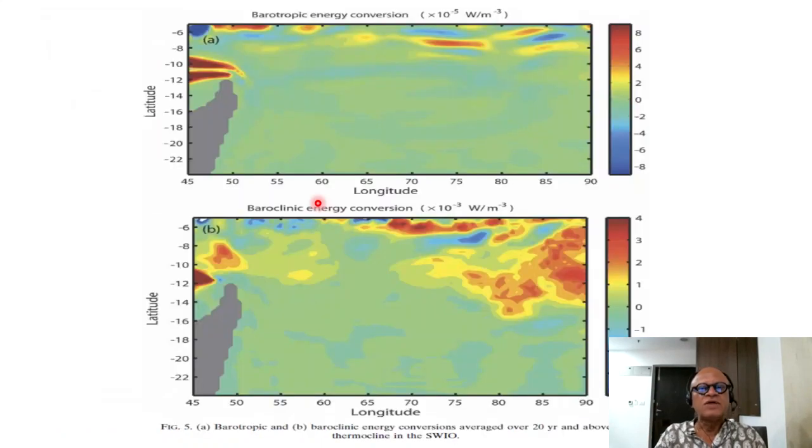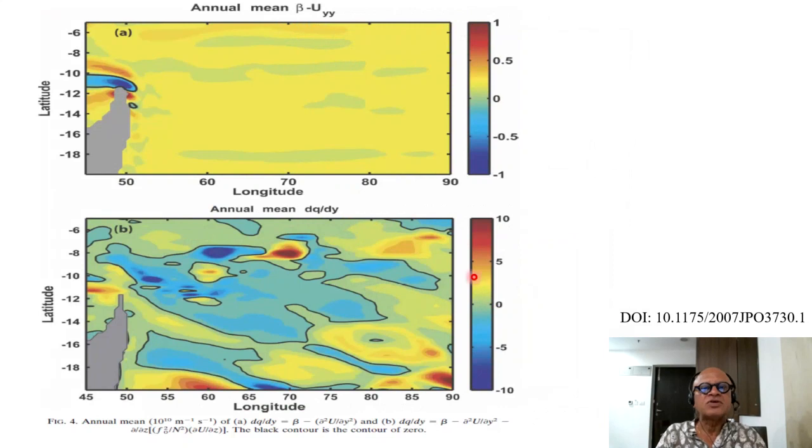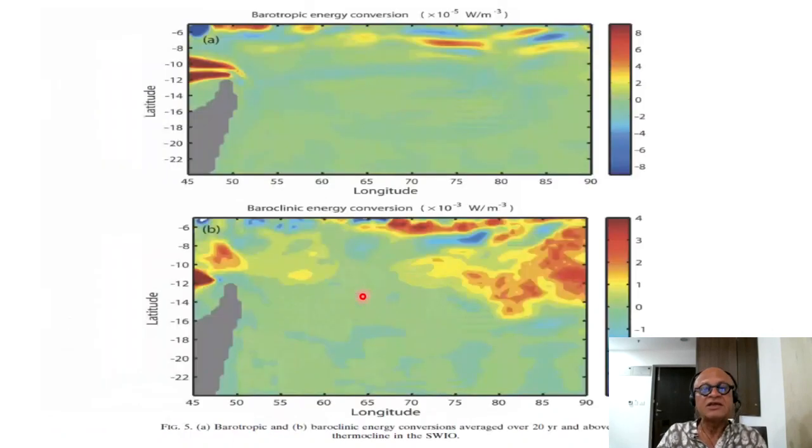Okay, so if you look at the barotropic energy conversion versus baroclinic energy conversion, I won't go into the details of the formula. So here is barotropic, and it's generally negligible, whereas when you look at baroclinic instability, it is fairly strong. dq/dy equals beta minus d squared u/dy squared, so that's u_yy, and here dq/dy equals beta minus d squared u/dy squared. So this is barotropic and baroclinic instabilities. Basically, you can read Zhao Lei's paper to make sure I didn't get that wrong.